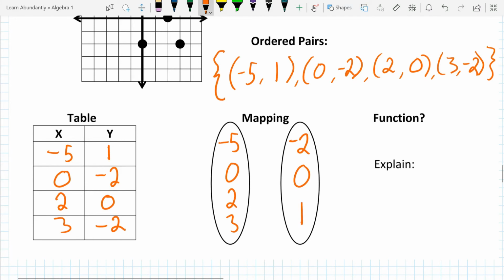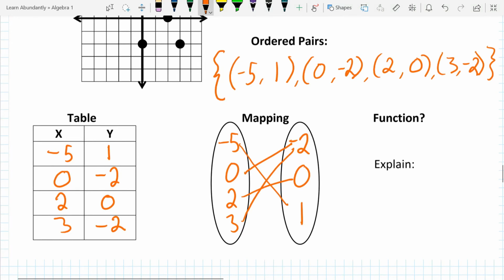So I'm going to start drawing my lines, and I see that 5 goes to 1, 0 goes to negative 2, 2 goes to 0, and 3 goes to negative 2. All right, so we've drawn our mapping, our table, and our ordered pairs.